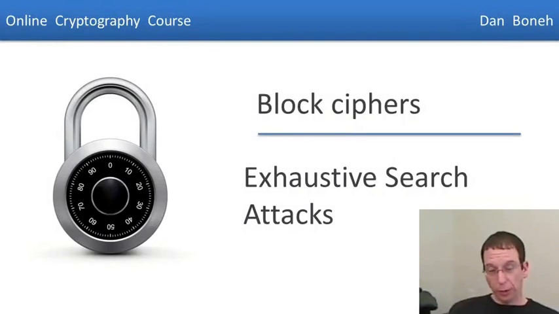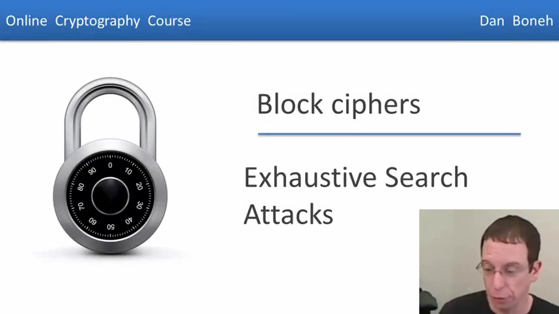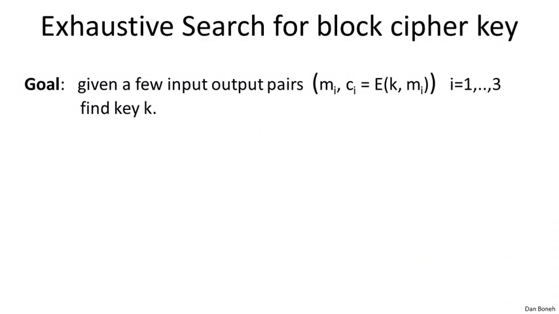Now that we understand how DES works, let's look at a few attacks on DES, and we're going to start with an attack called exhaustive search. Our goal here is basically that, given a few input-output pairs, Mi/Ci, our goal is to find a key that maps these M's to the C's. In other words, our goal is to find a key that maps M1, M2, M3 into C1, C2, C3.